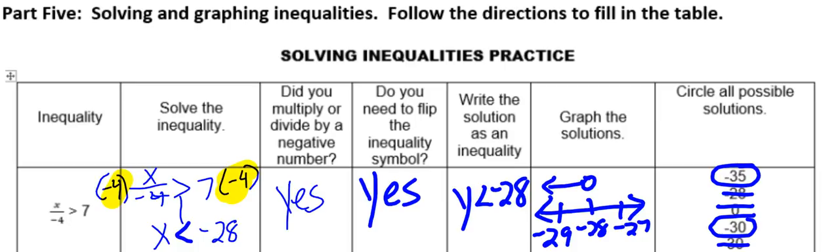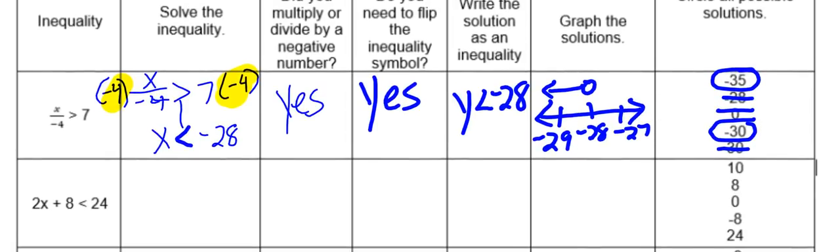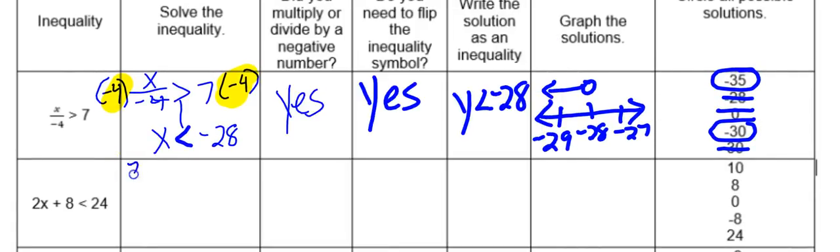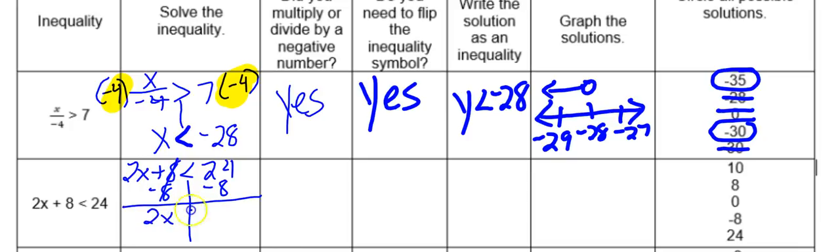All right, let's look at the next one. We have a 2-step inequality. I have 2x plus 8 is less than 24. My first step is I'm going to subtract 8 from both sides. Put my line down here. When I do that, just like with my equations, it cancels out. I have 2x is less than 24 minus 8 is 16.